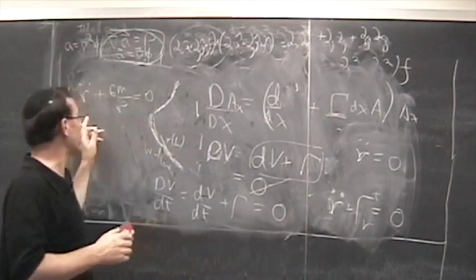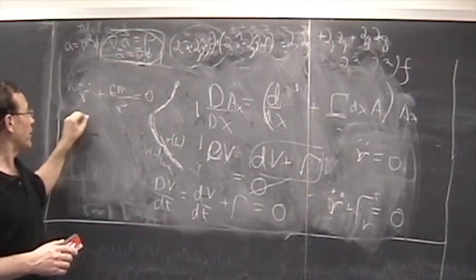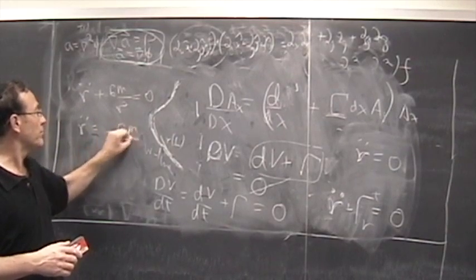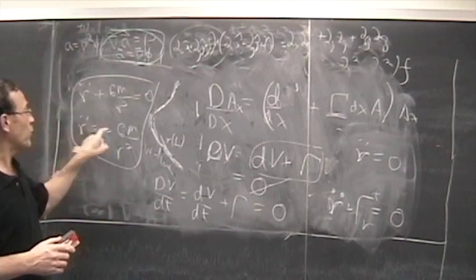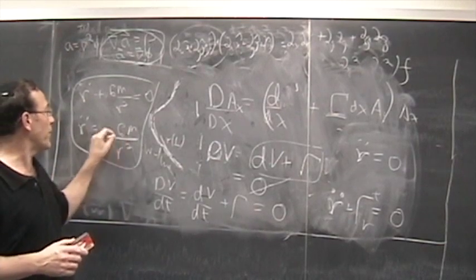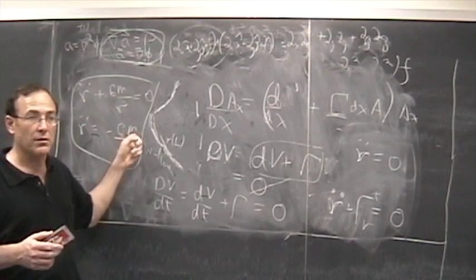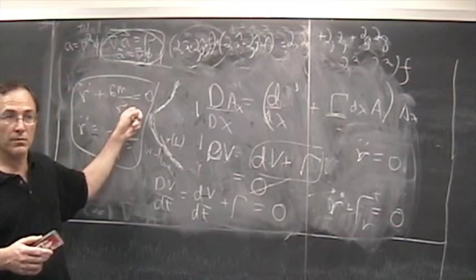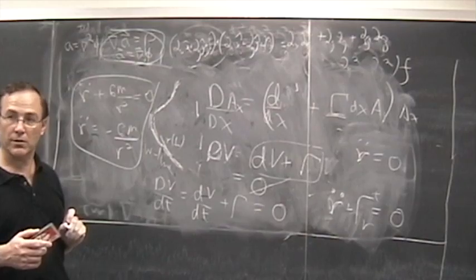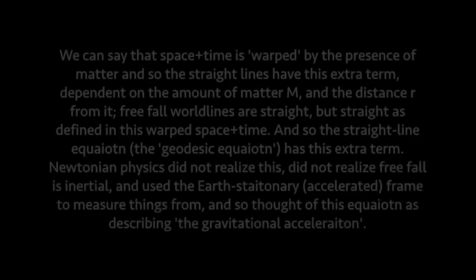Of course we have. That's the equation of gravity. Right. The acceleration of gravity is equal to minus GM over r squared. So in other words, this equation that we always took as the equation of just gravity is really the geodesic equation. Correct? Okay. All right?